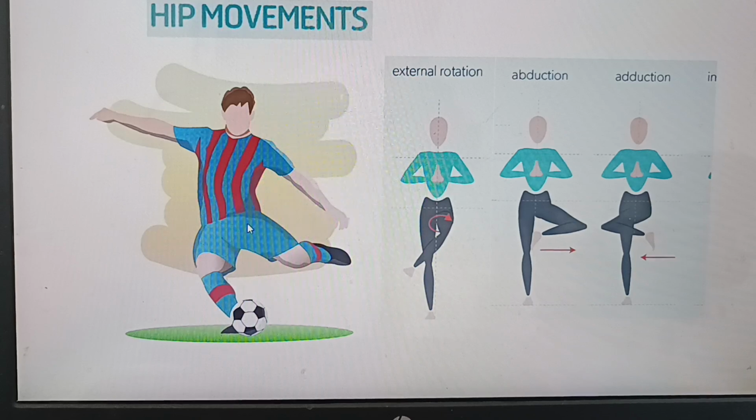Now also look at his foot, he's turning it. His hip is also abducted and externally rotated for the kick. So we can say the lateral rotators of the hip are also active here.